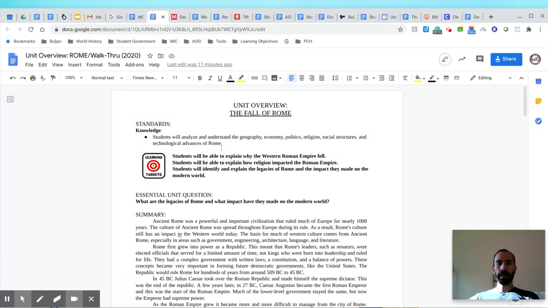And then here is our learning targets for Rome. Students will be able to explain why the Western Roman Empire fell. Students will be able to explain how religion impacted the Roman Empire. Students will identify and explain the legacies of Rome and the impact they made on the modern world. And so the last one, this word is sometimes new to students, legacies. So anytime during your education, if you don't know a word, copy it, paste it into a new internet browser and learn about it. But today we'll kind of go over it together.